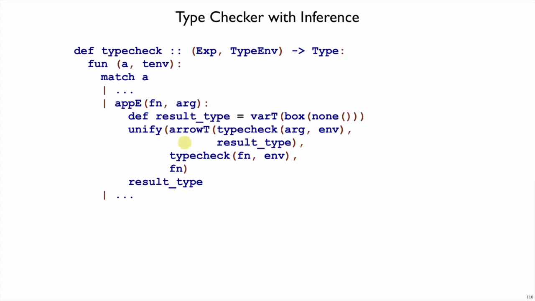If unify does not complain, then what we want to return is the result type, because after all, that's the result type for the function call.